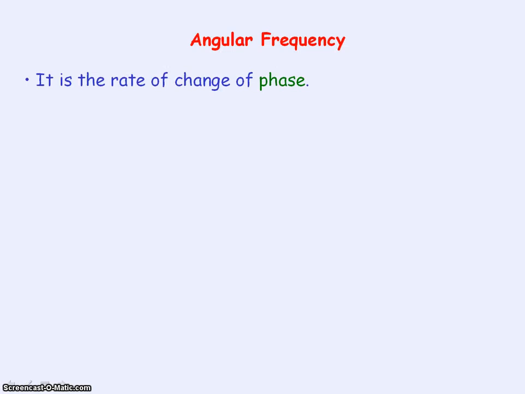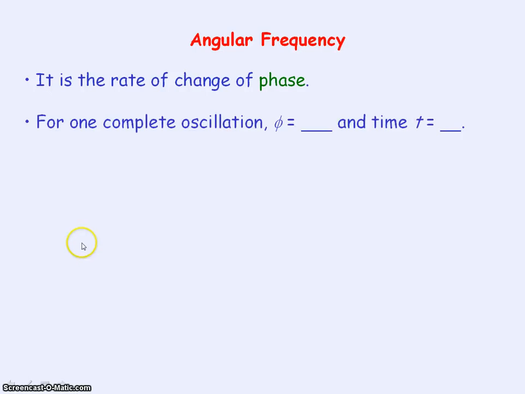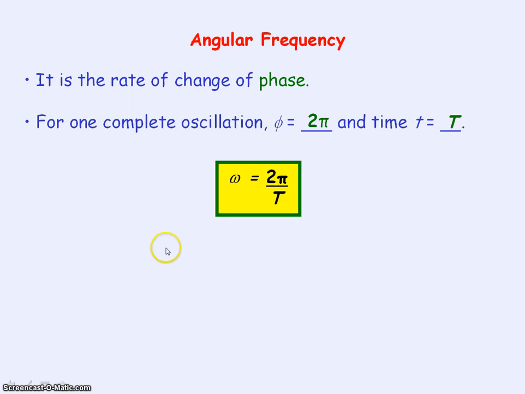Angular frequency is the rate of change of phase, or the change of phase per unit time. And we know for one complete oscillation, the phase equals 2 pi, and the time taken is equal to 1 time period. So the angular frequency, denoted by the symbol omega, is equal to the change in phase, which is 2 pi, divided by the time taken, which is the time period.